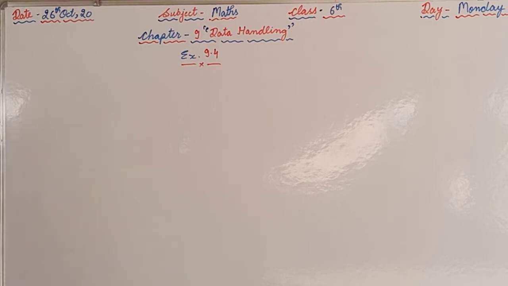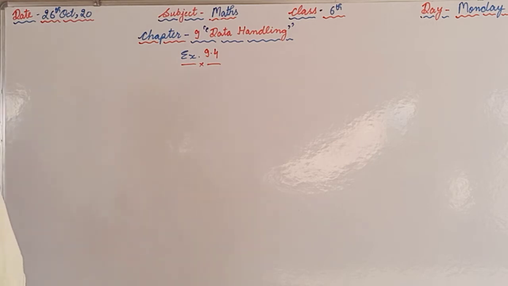And in this question, the number of mathematics books sold by a shopkeeper on 6 consecutive days is shown below. That on Sunday 65 books, on Monday 40 books, on Tuesday 30 books, on Wednesday 50, on Thursday 20, and on Friday 70 books were sold. So draw a bar graph to represent the above information, choosing the scale of your choice.